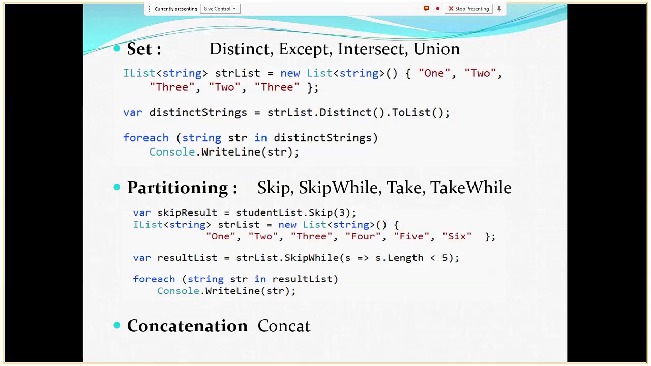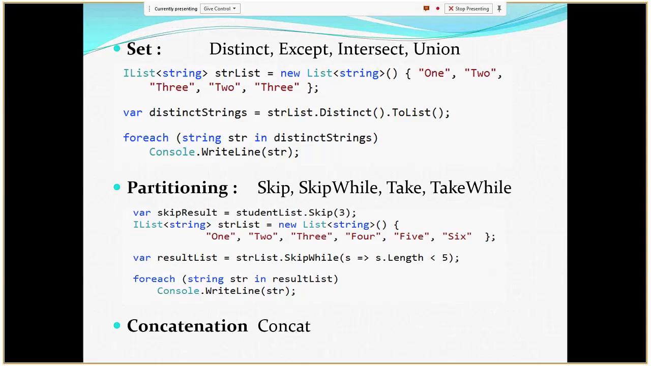And partitioning, okay, here we have skip, skip while, take, take while. Skip skips the records from the start of the element sequence. And skip while always applies the condition on the elements. Suppose the condition on the first element itself is satisfied, it will return the whole result set. Take, same, it will always take from the first element. You have to provide the index, and from there it will take the elements. Take while, suppose the first element itself is not satisfied, it won't return any result set.